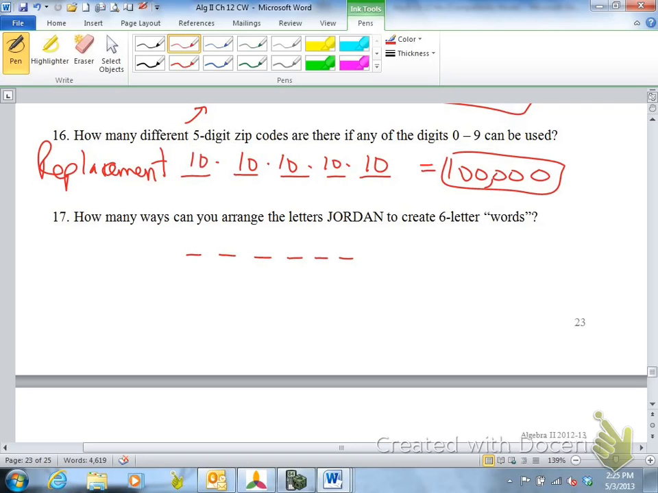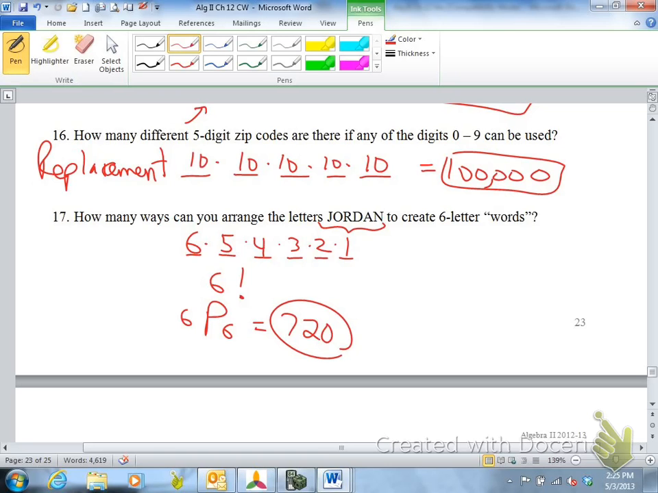But you have 6 positions. You don't have any repeating letters here, so it would just be 6 options for the first, and then 5, 4, 3, 2, 1, which is the same as 6 factorial, which is the same as 6 permutate 6, which equals what? 720. So that's the first page.